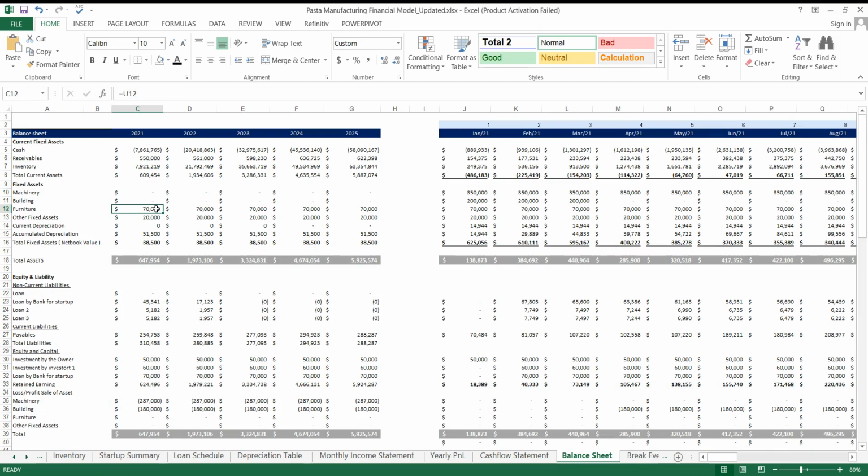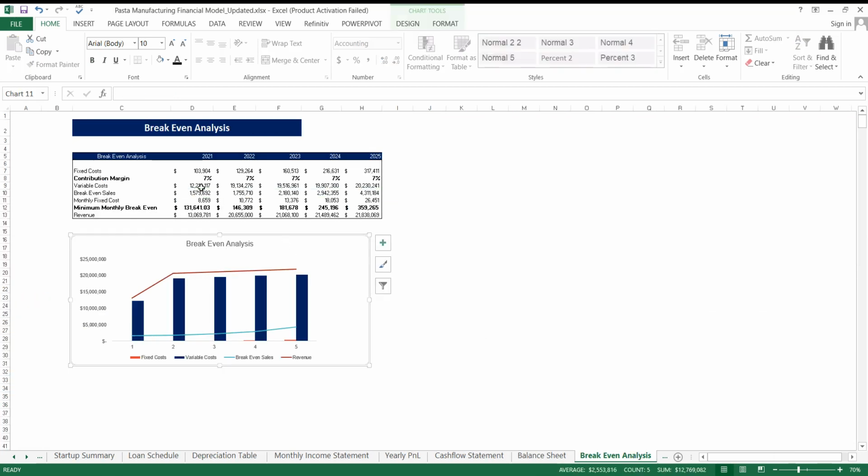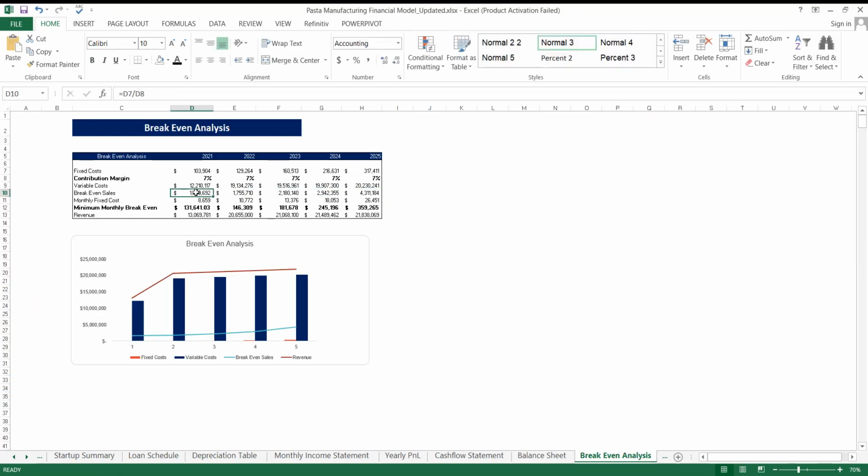The balance sheet gives a detailed overview of the assets that are being used by the company and the equity and liabilities that are going into your business. The break-even analysis sheet is used to calculate the break-even sales for all 5 years.